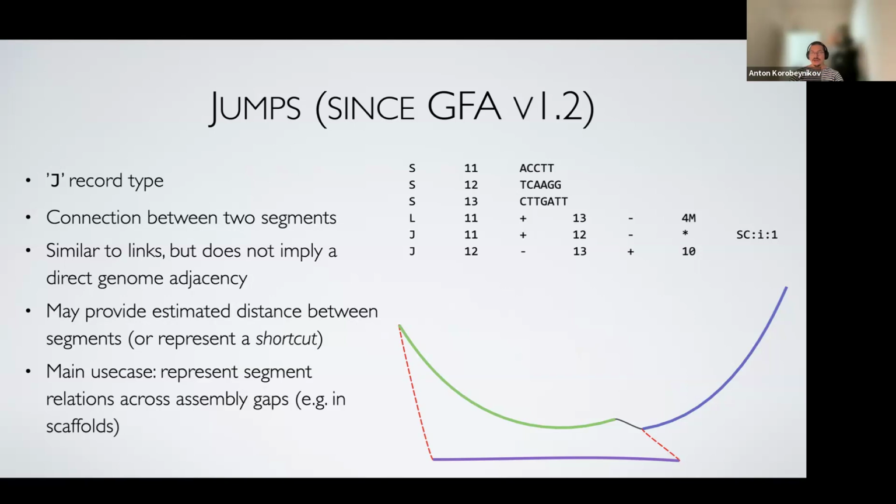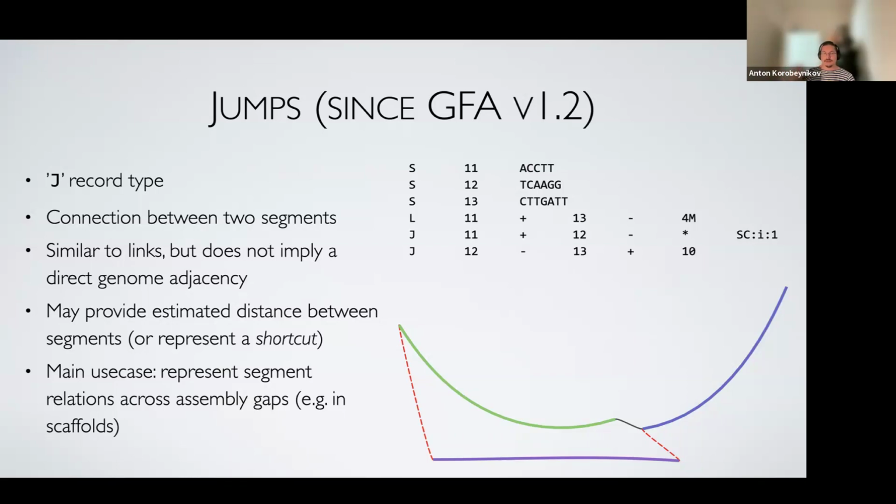The genome assembler might indicate that, okay, here are two segments, but I don't know what is inside, right? Because there is a complex tandem repeat in the middle or some tangled region that I cannot untangle properly or reliably. But if the assembler could scaffold over it, then in the assembly graph, this connection between two different segments or pieces of the genome could be represented by a jump.